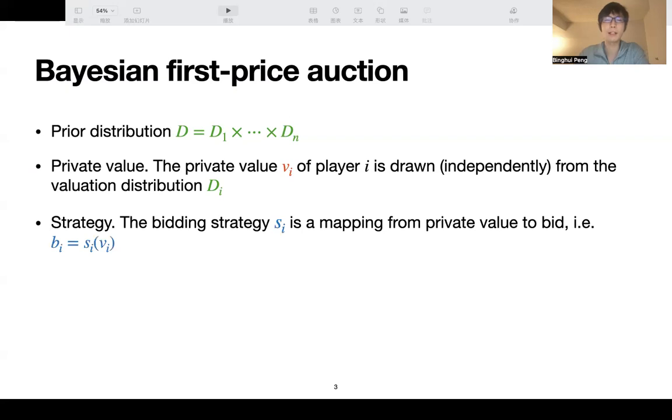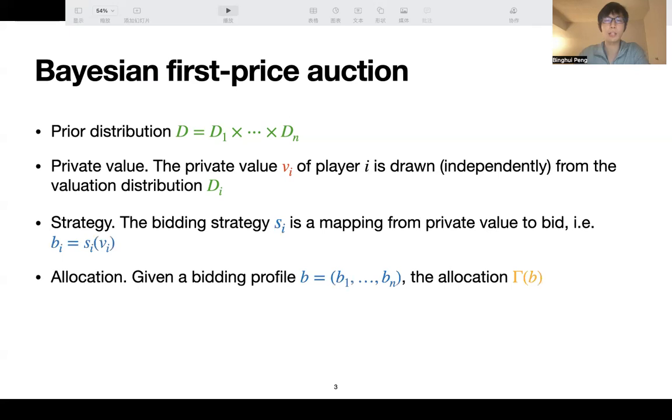For player i, its bidding strategy is a mapping from the private value Vi to her bid. For the allocation, given a bidding profile from these n bidders, the allocation rule satisfies that it allocates the good to the highest bidder, and the other bidders just get nothing. The highest bidder is charged a payment equal to her bid.